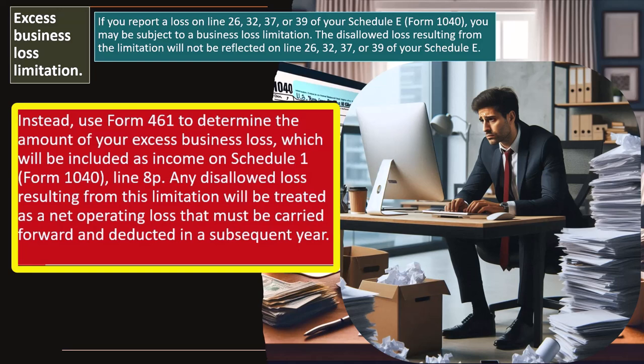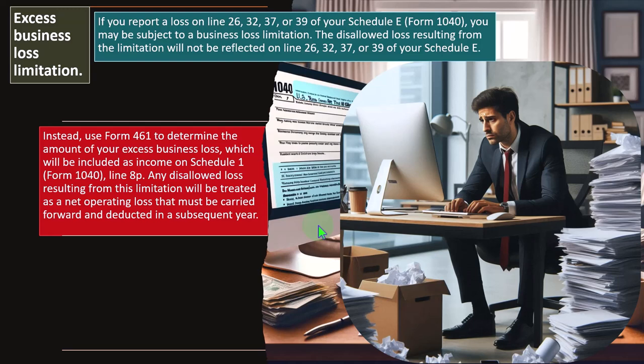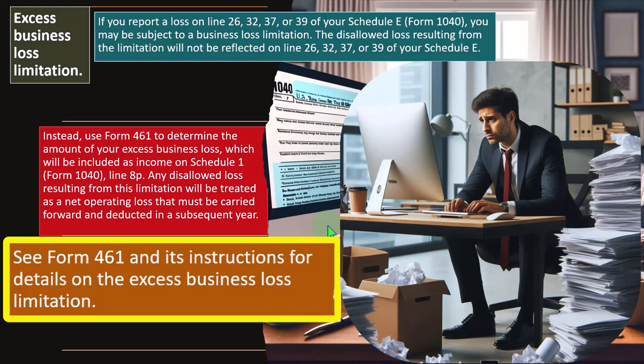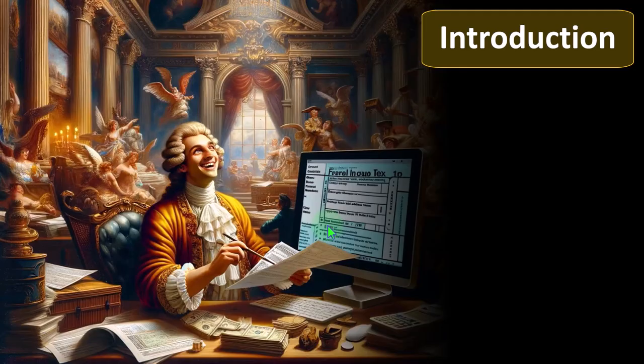So if we are limited on losses for any of these reasons, then the question is, do I just lose the loss permanently? That would seem unfair. So typically, I should be able to take the loss against other income at some future period. So whatever the reason we got a reduction of the loss, because it was excess business loss or because there was a passive limitation or whatever, the question is, can I take that against future income, possibly the rental income, possibly passive income, or just normal income, other income in the future? So see Form 461 and its instructions for details on the excess business loss limitation.